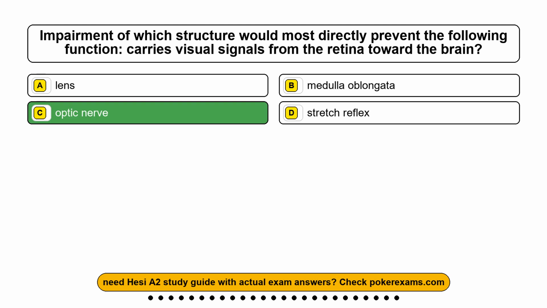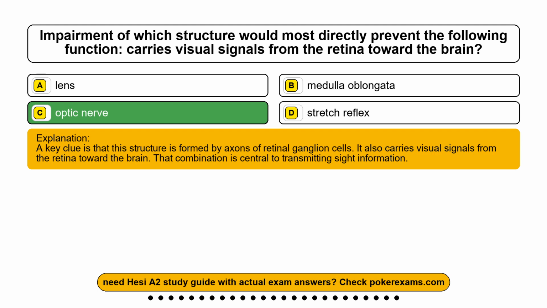The correct answer is option C, optic nerve. A key clue is that this structure is formed by axons of retinal ganglion cells. It also carries visual signals from the retina toward the brain. That combination is central to transmitting sight information.